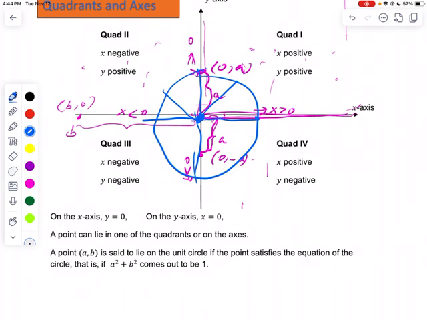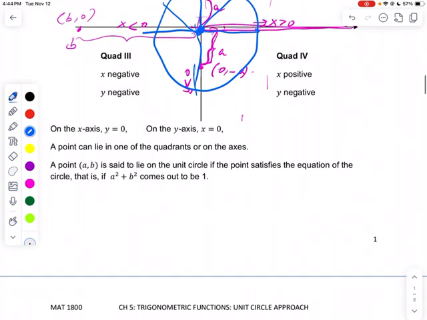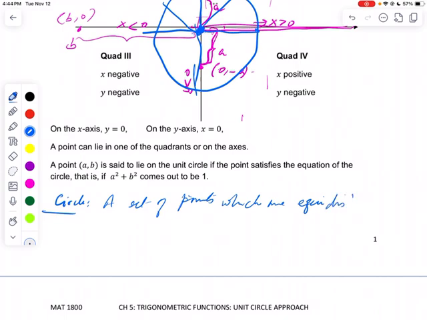So the points of the plane make this circle. The circle is a set of points. The definition of a circle, if you don't know, is: a circle is a set of points which are equidistant from a fixed point. That is the definition of the circle. Now that fixed point is called the center of the circle.